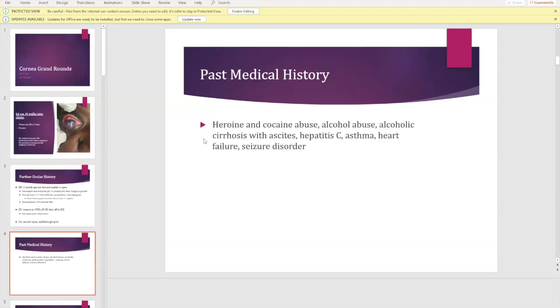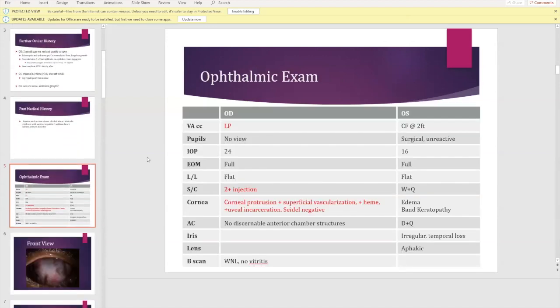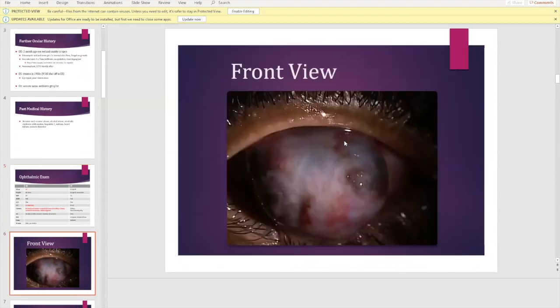So past medical history, he is a polysubstance user, alcohol abuser, has cirrhosis, hepatitis, asthma, heart failure, and seizure disorder. So eye exam, his right eye is light perception, left eye is count fingers, and I have some pictures of his eye to show you. So this is his eye.